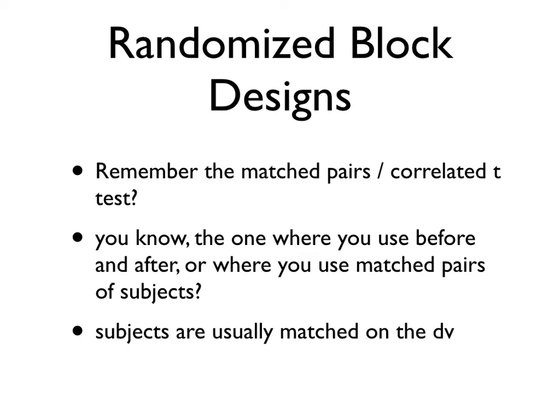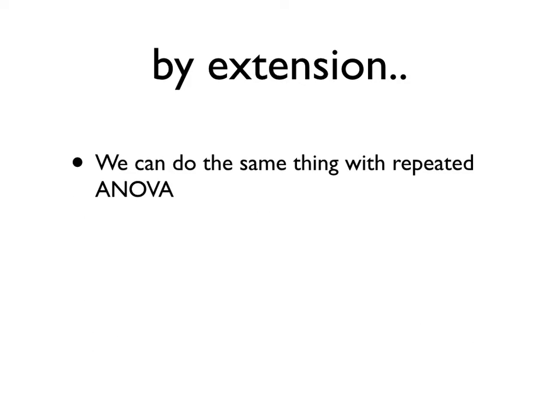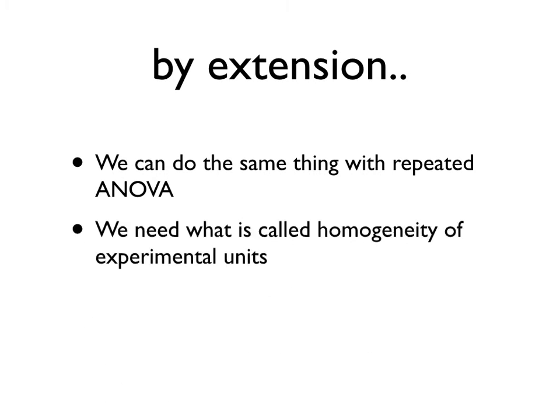So subjects are usually matched on the dependent variable, just like they would be matched on the dependent variable in a correlated t-test or a repeated measures t-test. That's all we're going to do here. This is not anything fancy. The logic is exactly the same as the repeated measures t-test, or repeated measures ANOVA. We're just extending it now to using groups or blocks of people. So we'll do blocks of people as our own controls with analysis of variance.